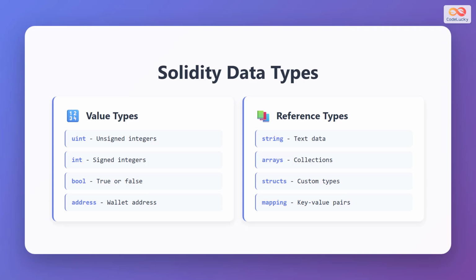Reference types include string for text data, arrays for storing collections of elements, structs for creating custom data types with multiple fields, and mapping for key-value pair storage, similar to dictionaries or hash tables. Understanding these data types is crucial for storing and manipulating data effectively in your smart contracts.